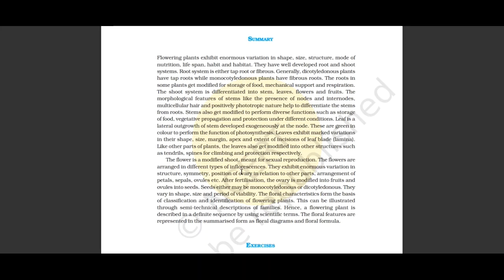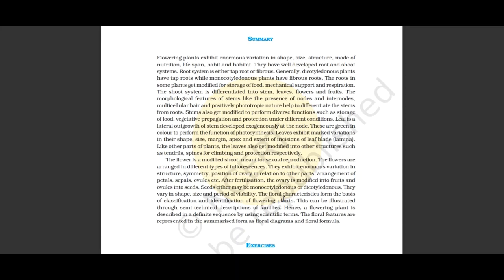The flowers are arranged in different types of inflorescence. They exhibit enormous variation in structure, symmetry, position of ovary in relation to other parts, arrangement of petals, sepals, ovules, etc. After fertilization, the ovary is modified into fruit and ovules into seeds. Seeds may be monocotyledonous or dicotyledonous. They vary in shape, size, and period of viability.